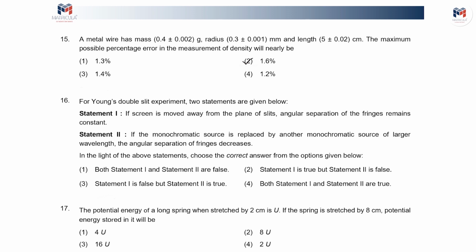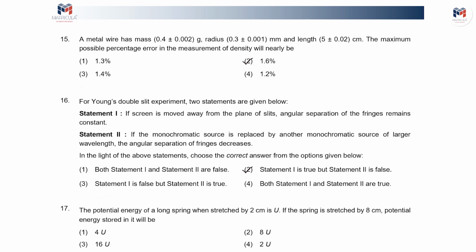Question number 16. For Young's double slit experiment, two statements are given below. Statement 1. If screen is moved away from the plane of slits, angular separation of fringes remains consistent. Statement 2. If the monochromatic source is replaced by another monochromatic source of larger wavelength, the angular separation of fringes decreases. In the light of above statements, choose the correct answer from the options given below. The answer is option number 2. Statement 1 is true, but statement 2 is false.